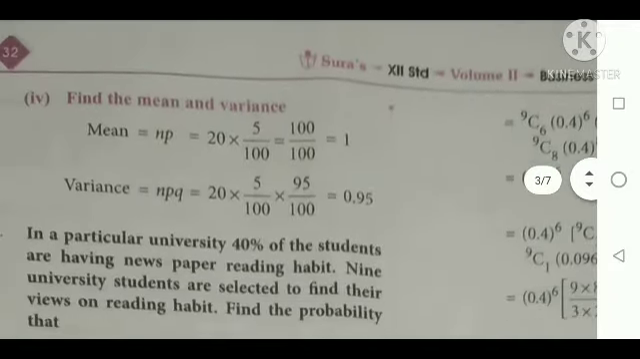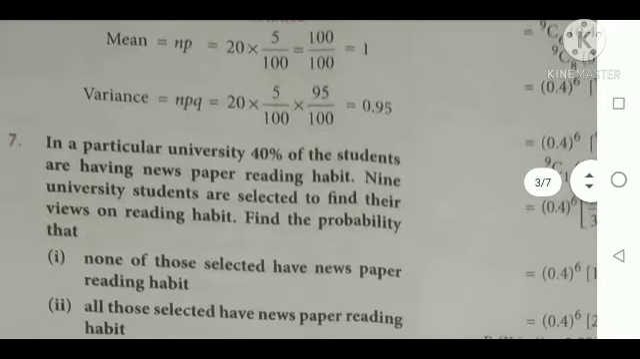The next one, find the mean and variance. So in the binomial distribution, mean equal to np and variance equal to npq. So here the value of n equal to 20 and p equal to 5 by 100. So after multiplying, we are getting 1. Okay. So variance equal to npq. So n equal to 20, p equal to 5 by 100, q equal to 95 by 100. The answer is 0.95.